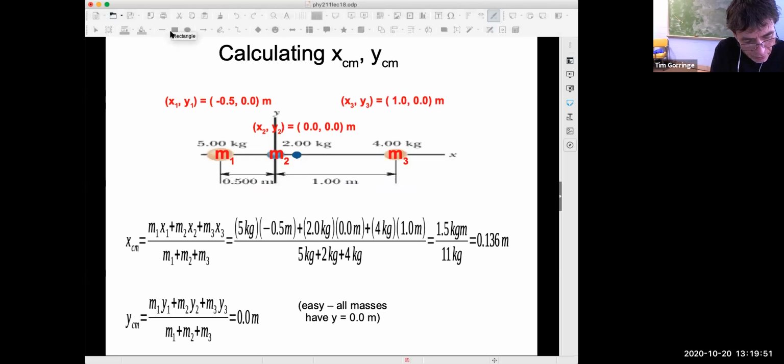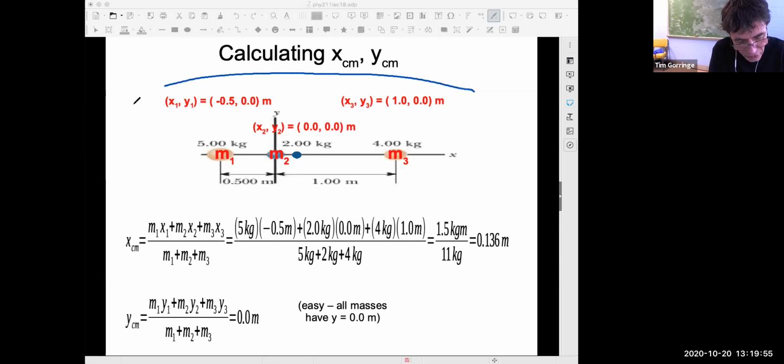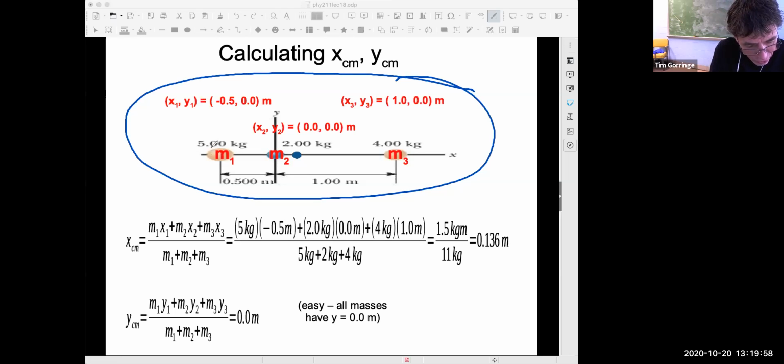And so here's my calculation. Again, I drew it out and made sure that I knew this is M1. I'm going to call the one on the left M1, and here are its XY coordinates, minus 0.5, 0 meters. Here's mass number 2, the blue mass, the one in the middle. The XY coordinates of this are just 0, 0. And here are the XY coordinates of mass number 3, the one on the right: 1, 0 in meters. So I know their masses, 5, 2, 4 kilograms, and I know their XY coordinates.